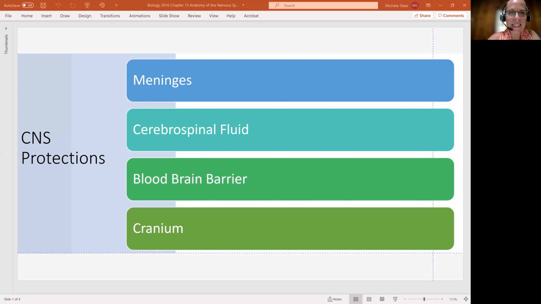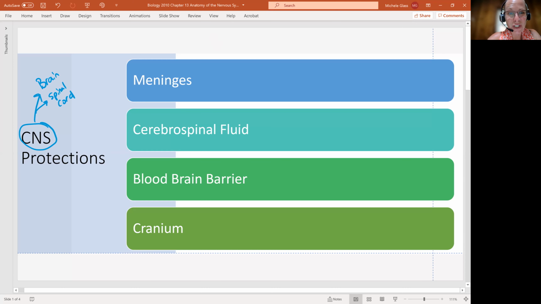Michele Glass here. We are continuing our discussion of the central nervous system in our chapter 3. Remember, when we say central nervous system, we're talking about our brain and our spinal cord. So as we look at our conversation here, we're talking about things that are protecting both of these key structures, right? And so we will see meninges as part of our brain and spinal cord protections. We'll see cerebrospinal fluid as part of our brain and spinal cord protections.